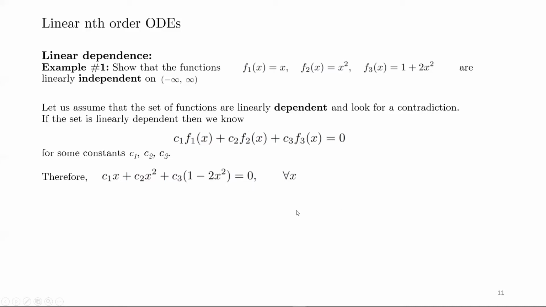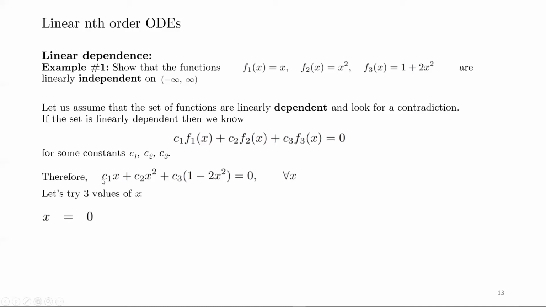So to find the values of C1, C2, and C3, let's try some values of x. Let's just substitute some values of x in there, because this has to be true for all x, right? Because we were asked to be linearly independent on the whole real line. So let's try 3 values of x.